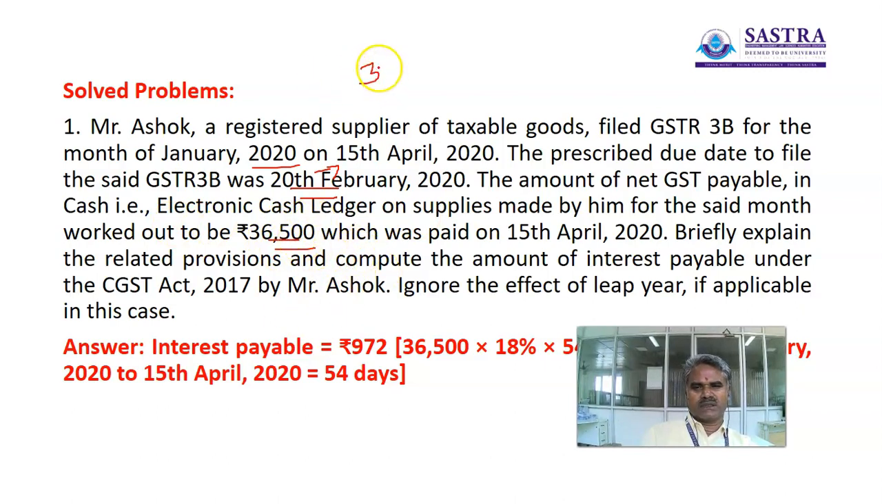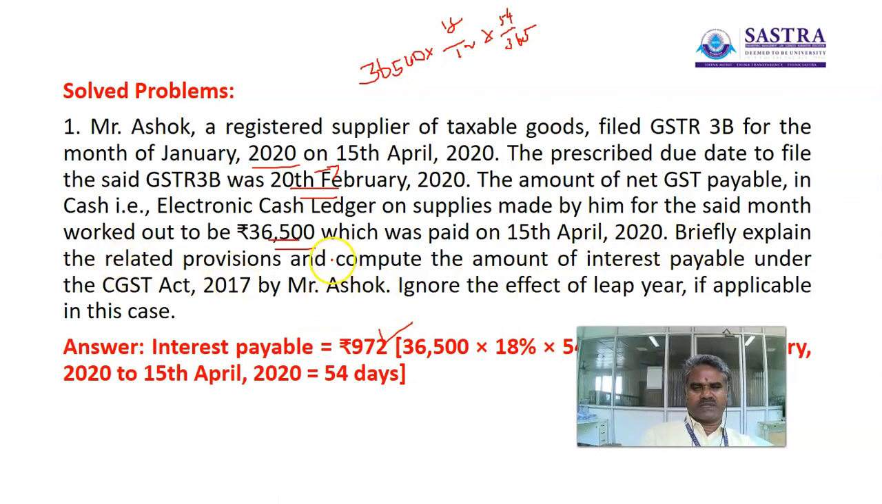So 36,500 into the interest rate percentage. This is the formula. So how much you have to pay? 970 rupees. It was paid on 15th April.